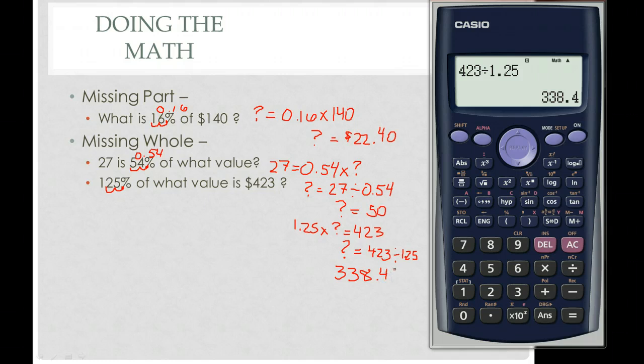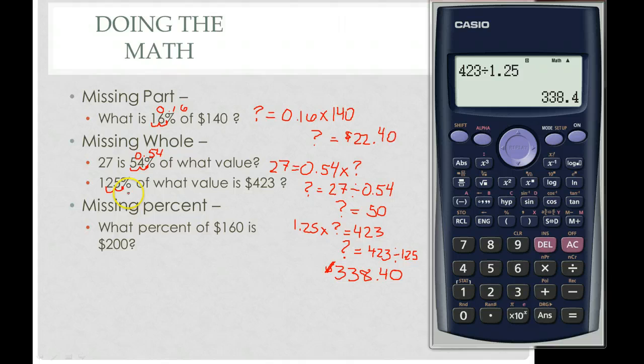is 423. Now since it's $423, I'm going to go to the nearest penny, and I'm going to put units on my answer, $338.40. So, and that was the whole. Now notice that the whole is smaller than the part, and that makes sense because my percent is bigger than 100. Okay, so what percent of $160 is $200?